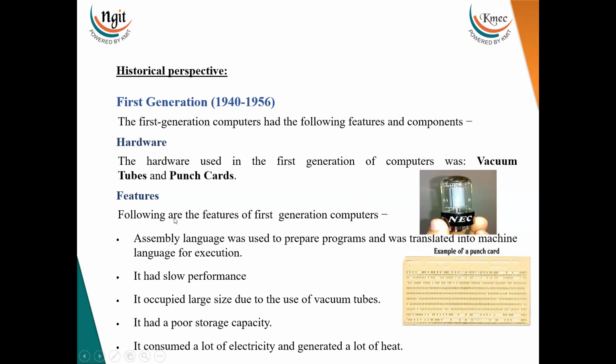Now, if we see the features, what the language was and how the system was: assembly level language was used to prepare the programs and was translated into machine language for the execution. And because the vacuum tubes are used, the performance of the system is very slow and it occupied a large size, consumed a lot of electricity and generated a lot of heat, and it had a poor storage capacity also. And because it generated heat, it needed extra maintenance to keep the system cool.